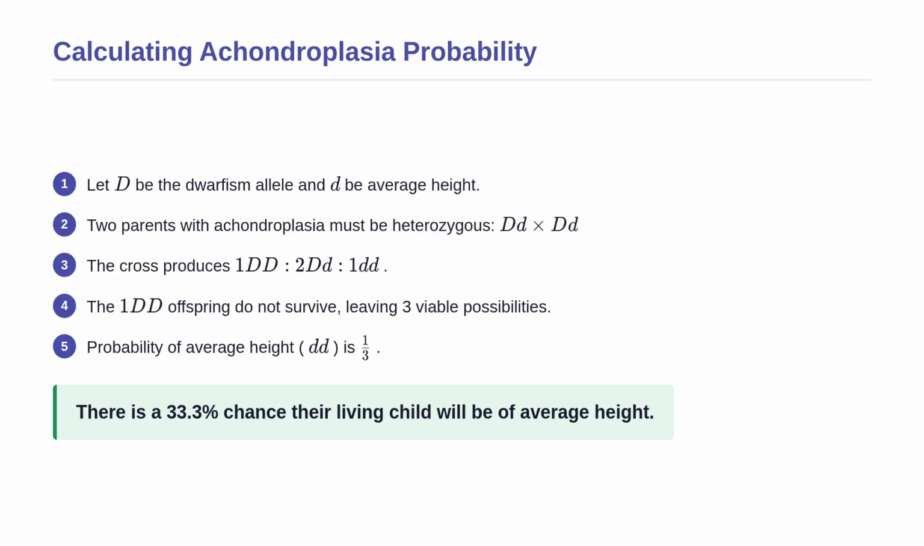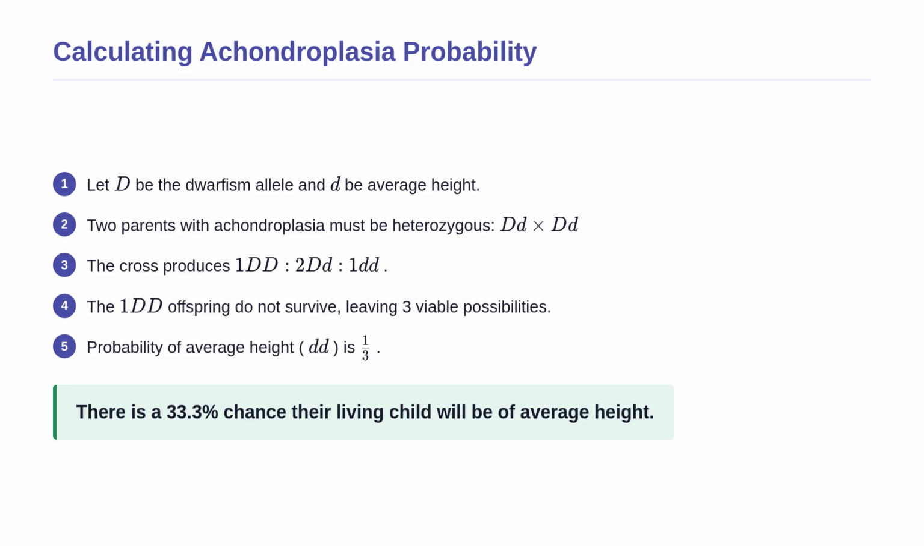Let us use our probability formula to solve a practical problem. Suppose two people who both have achondroplasia decide to have children. We are asked to find the probability that their living child will have average height. We represent the dwarfism allele as big D and the average height allele as little d. Both parents must be heterozygous, big D, little d. The cross produces one big D big D, two big D little d, and one little d little d.